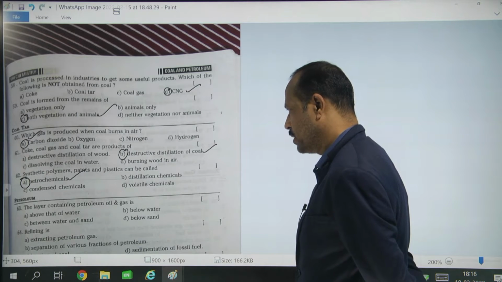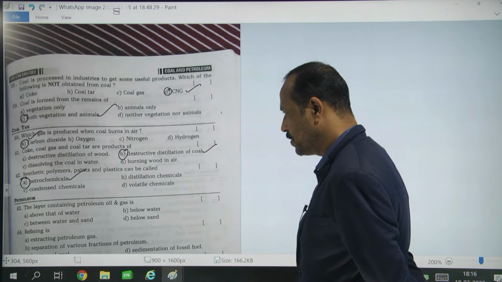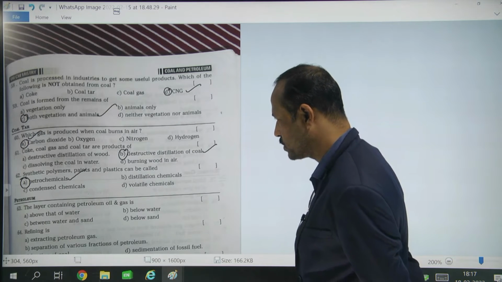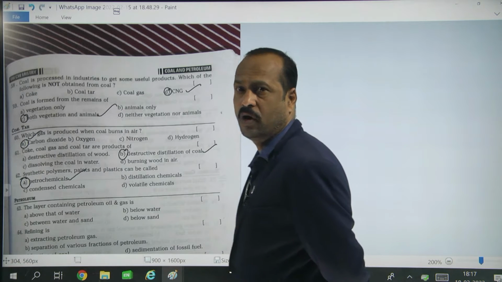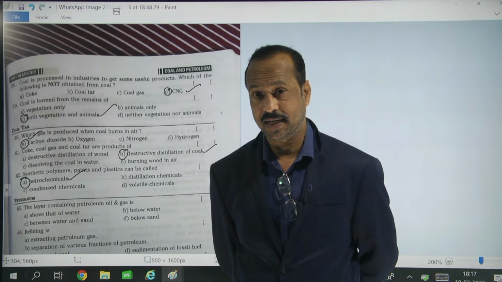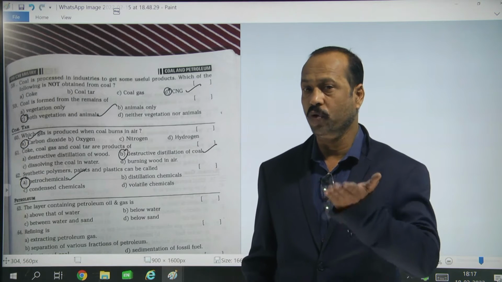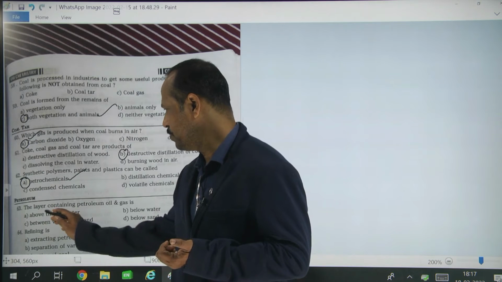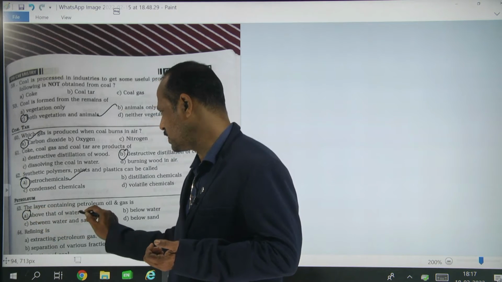Okay, above the water. Of course, between sand and water could also be given, but actually here petroleum is lighter than the water, so it will float above the water. So we can write above the water is right, I think so. Okay, check this one once.